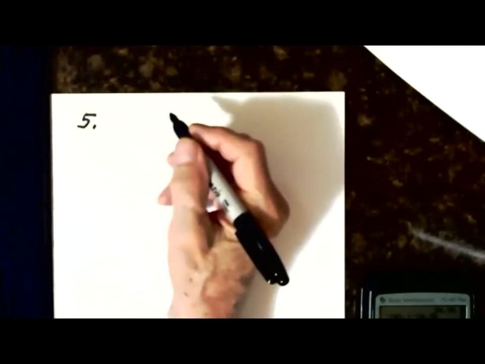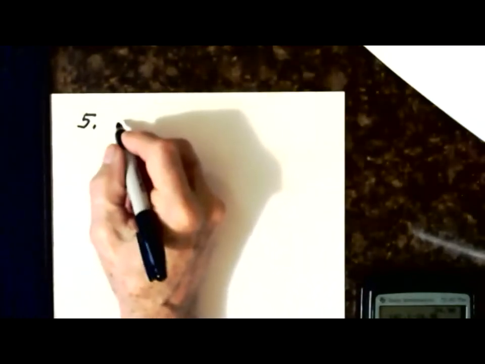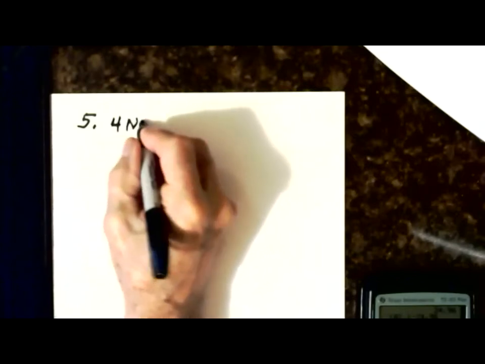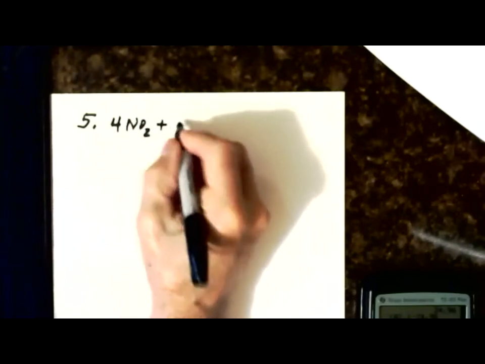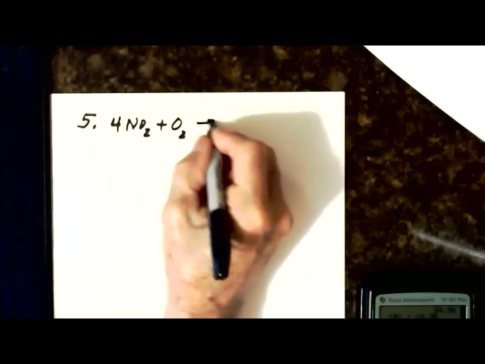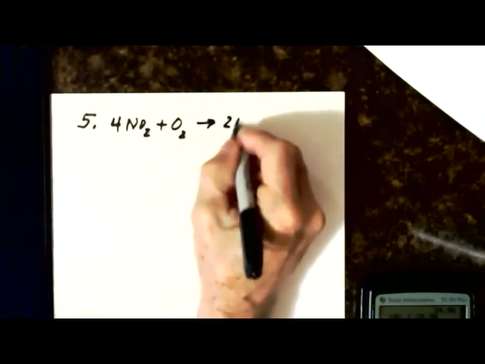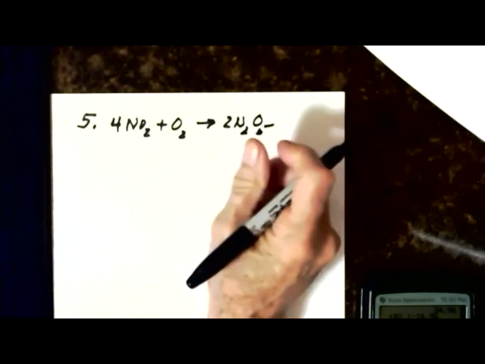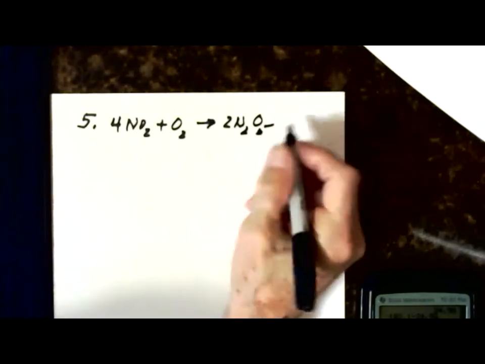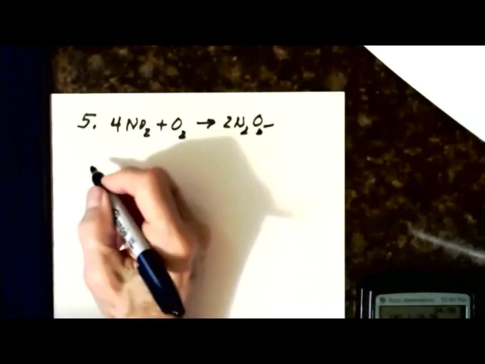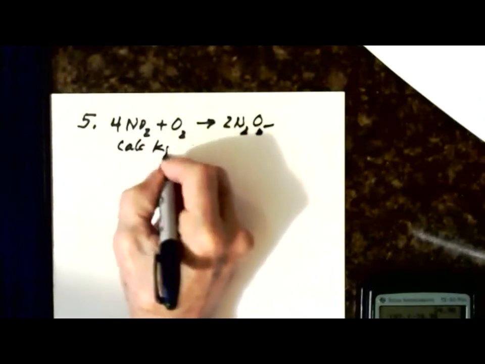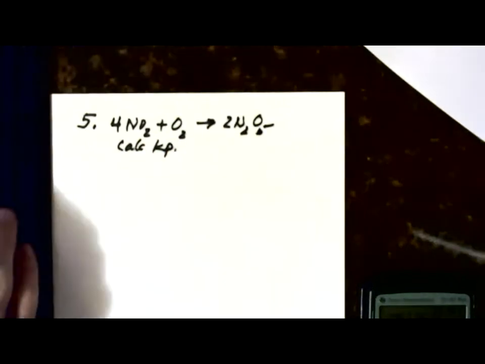quiz comes up Friday. All right, so this one, we're going to have the same reaction. It's 4 NO2s, and O2 goes to 2 N2O5. Okay, so that's our reaction. And we want to calculate Kp.